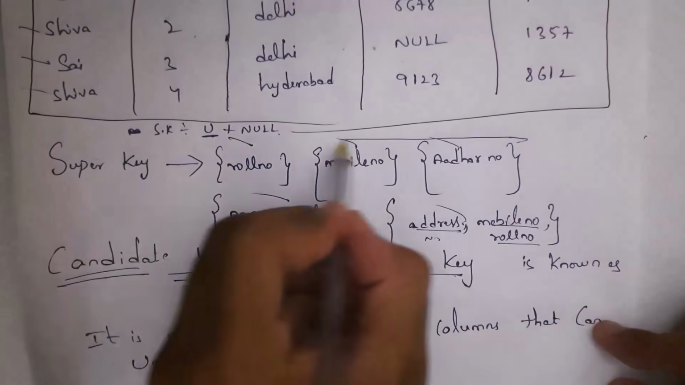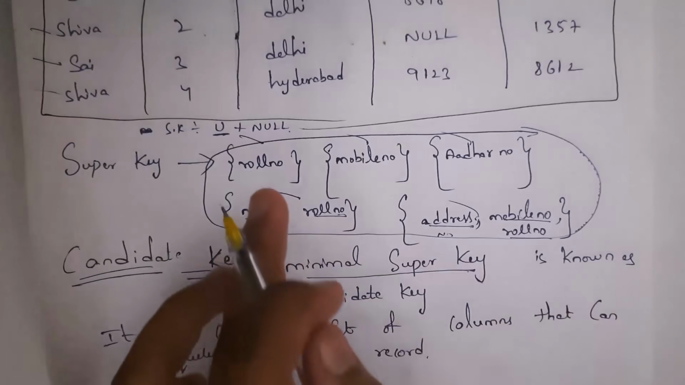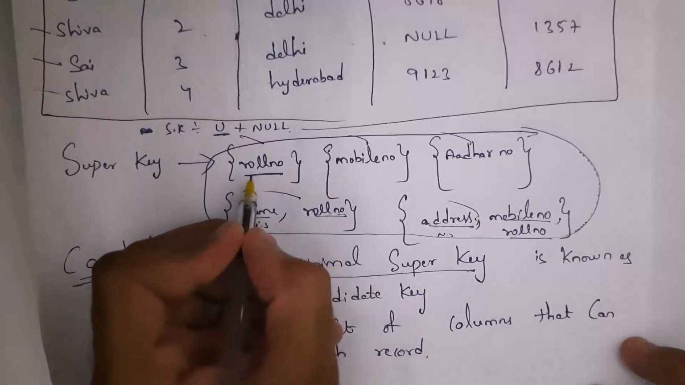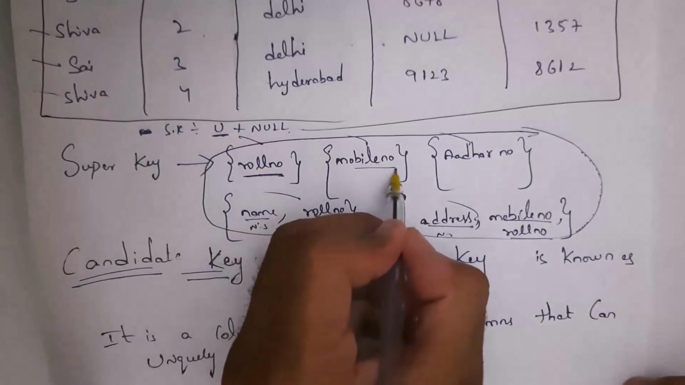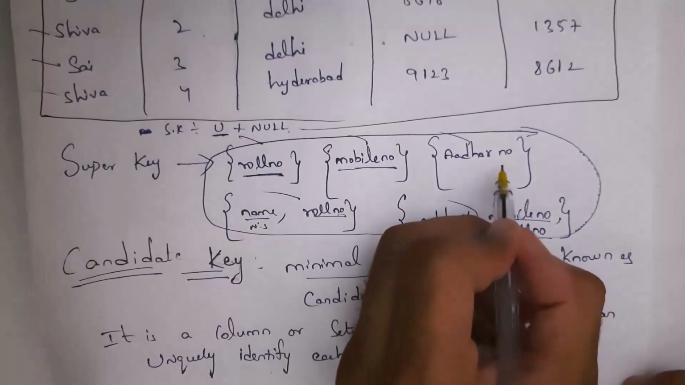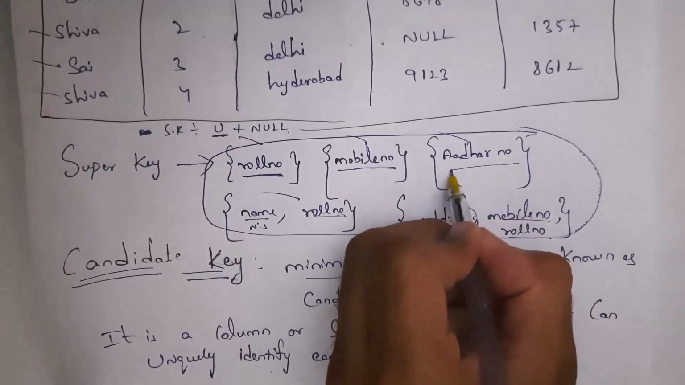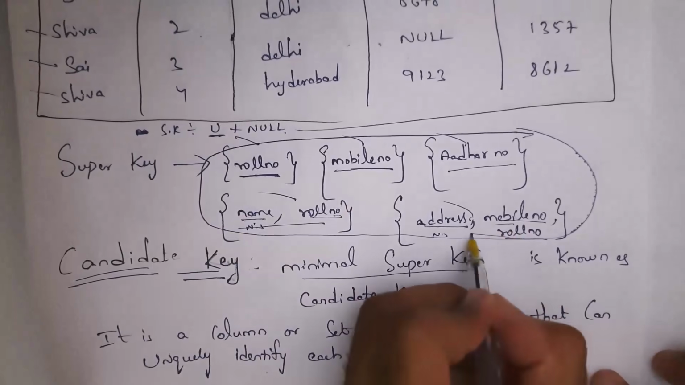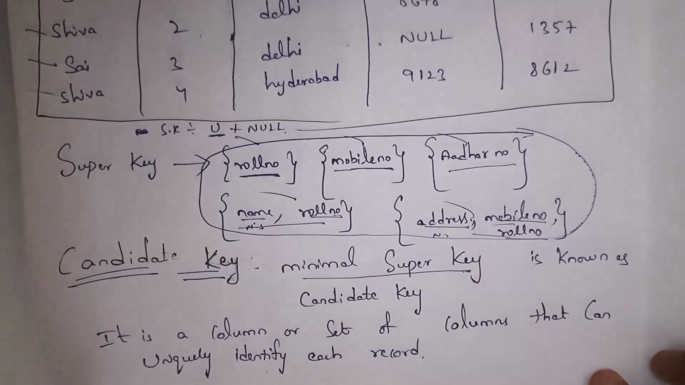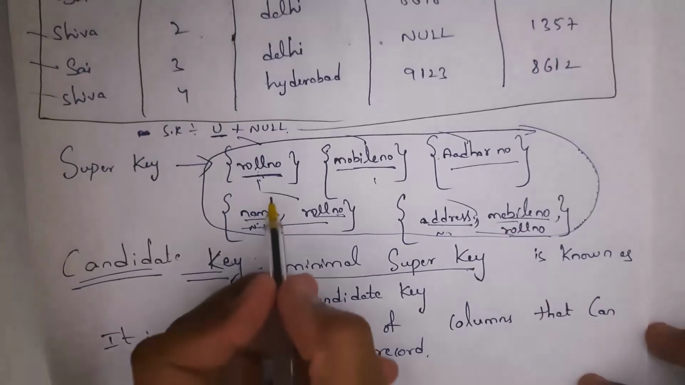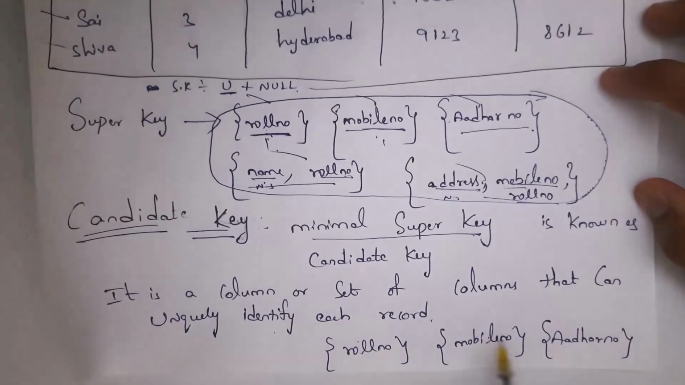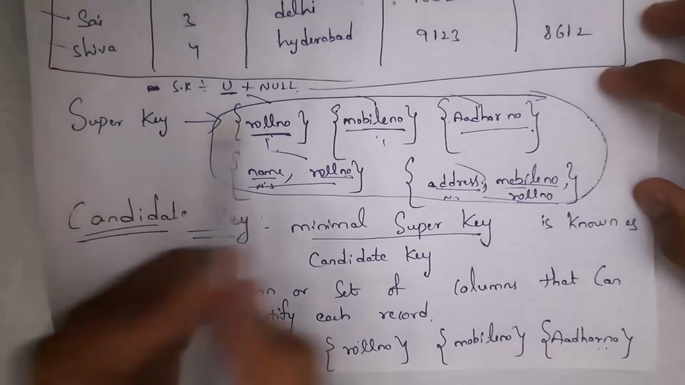Guys, these are various super keys in this student table. In this, a minimal super key is known as a candidate key. Here for this set there is only one column, that is roll number. And here for this set there is only one column, that is mobile number. And here for this set there is only one column, that is Aadhaar number. And here there are two columns and here there are three columns. So a minimal super key is known as a candidate key. So here there is only one column and here one column and here one column. So roll number, mobile number and Aadhaar number, these three are considered as candidate keys because they are minimal super keys.